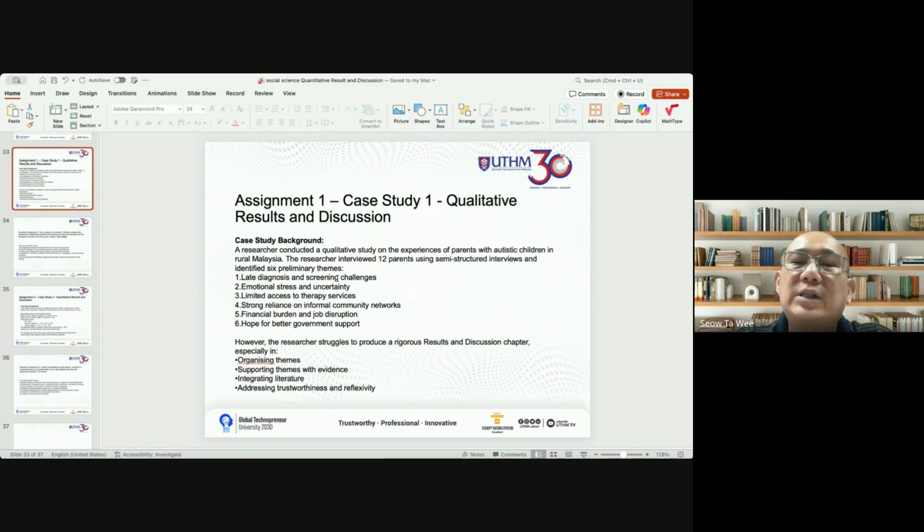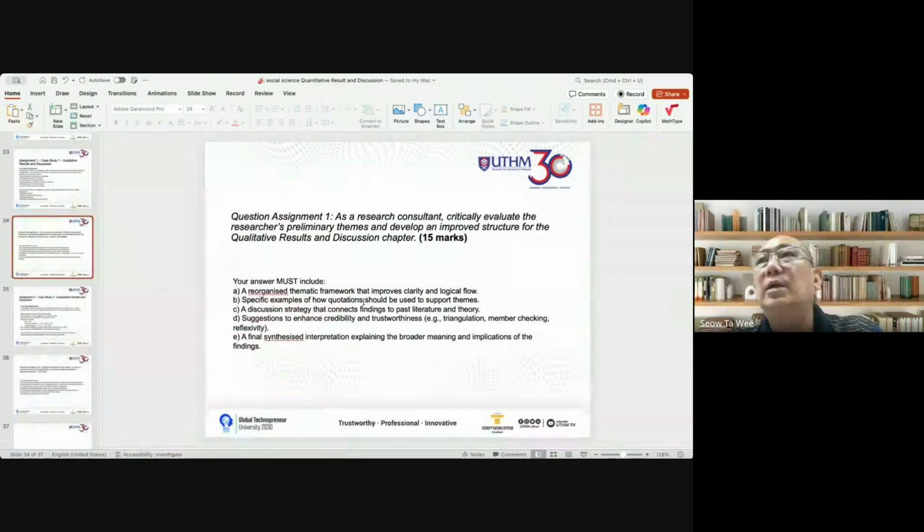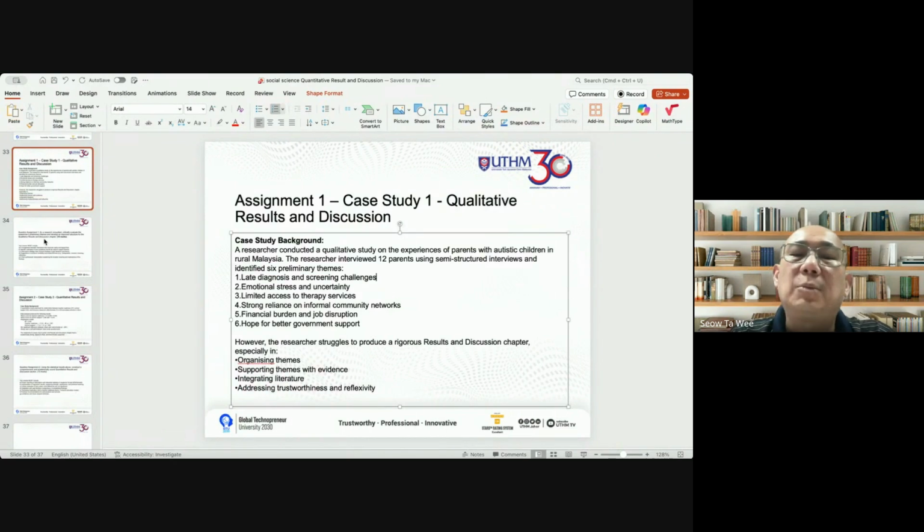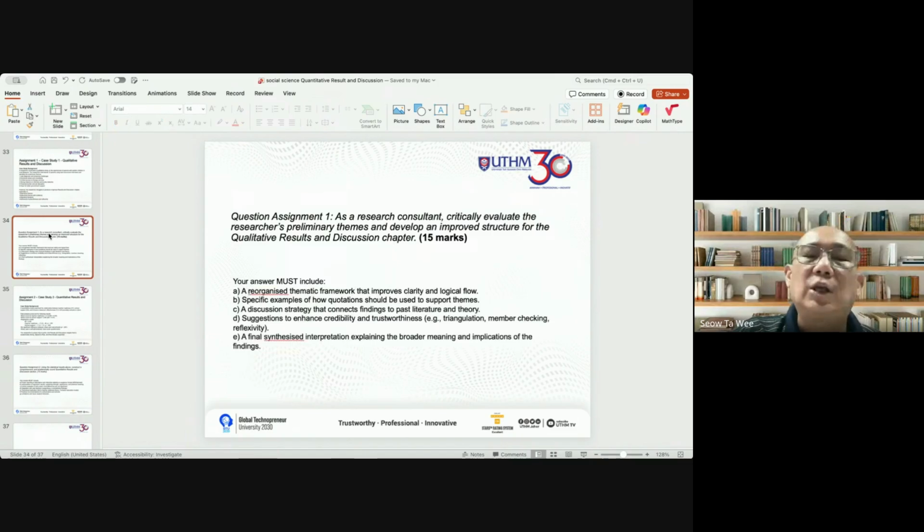Late diagnosis and screening challenges. Maybe this is about social stigma. Maybe this is due to some information lacking, the knowledge or awareness. This is maybe the sub-theme that can help. Emotional stress and uncertainty. Maybe they have other sub-themes that can support. So you restructure the themes again.